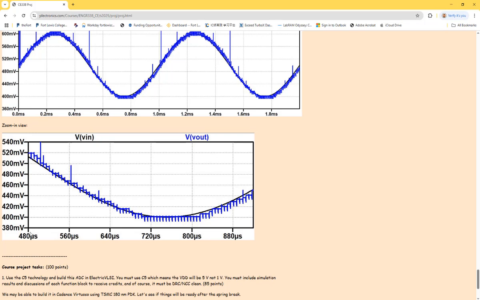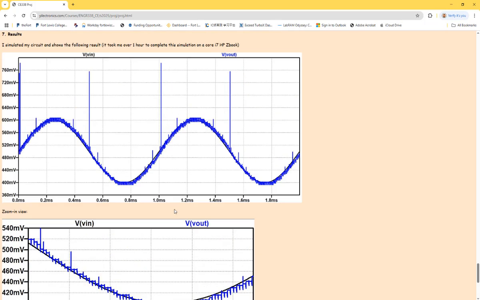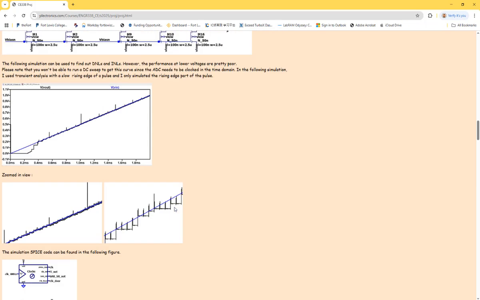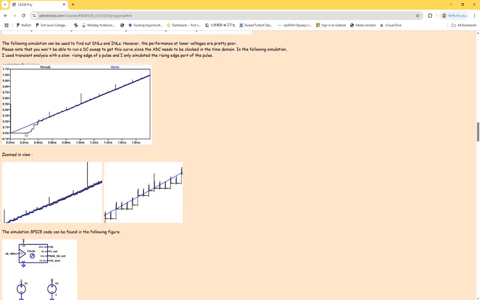It could be a time domain plot. For example, if you have a curve like this, even though it doesn't work well for the lower voltages, for this part of the curve you just do the subtractions to find the INL and DNLs and plot it in the time domain, which is totally fine.